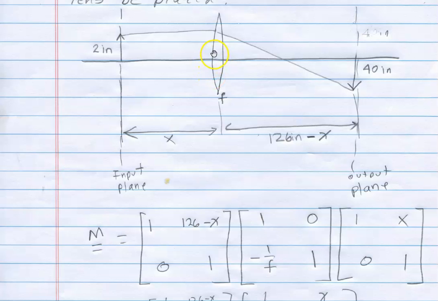And then I need to go through the lens. It's a thin lens, so that's effectively going just from one side to the other all at the same point. And that transformation for the thin lens, if you look in your table, in your textbook, that's [1, 0; minus 1 over f, 1]. And then finally, we do the last one, which is a translation through 126 inches minus x. And so there is our distance d, and another translation matrix.